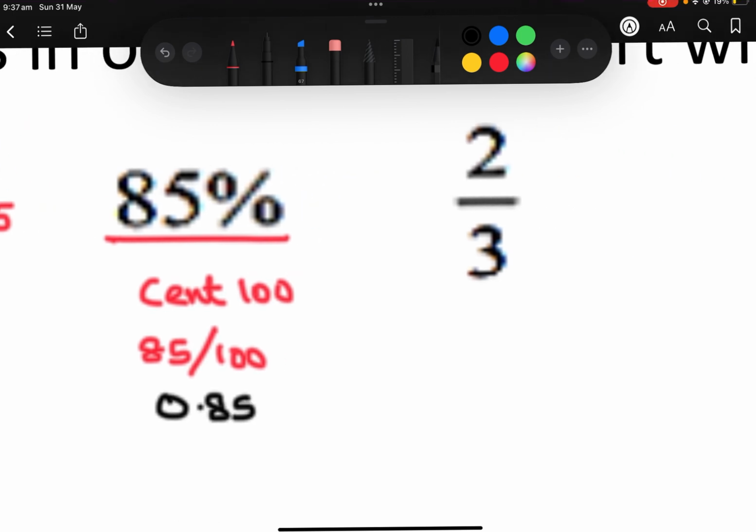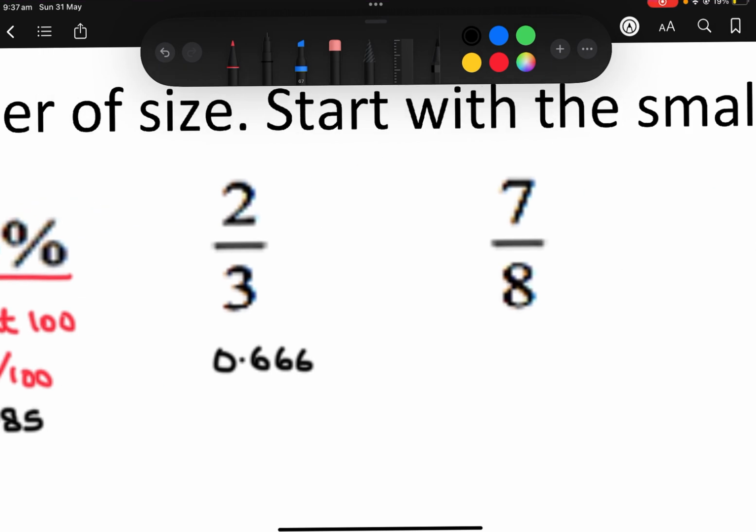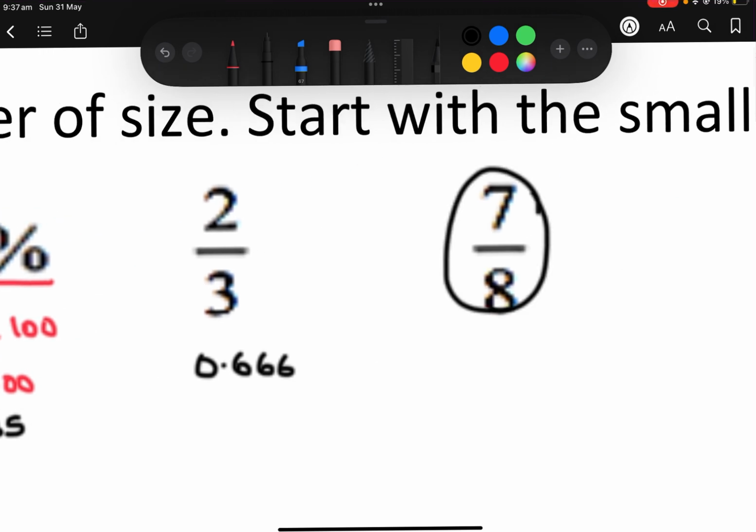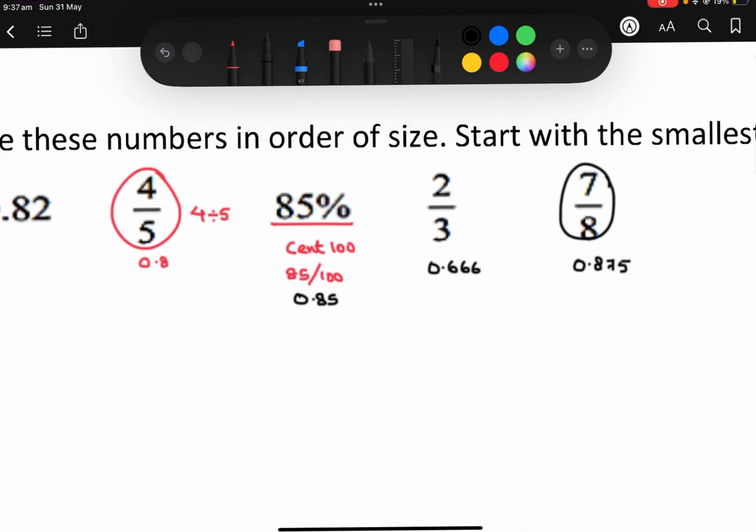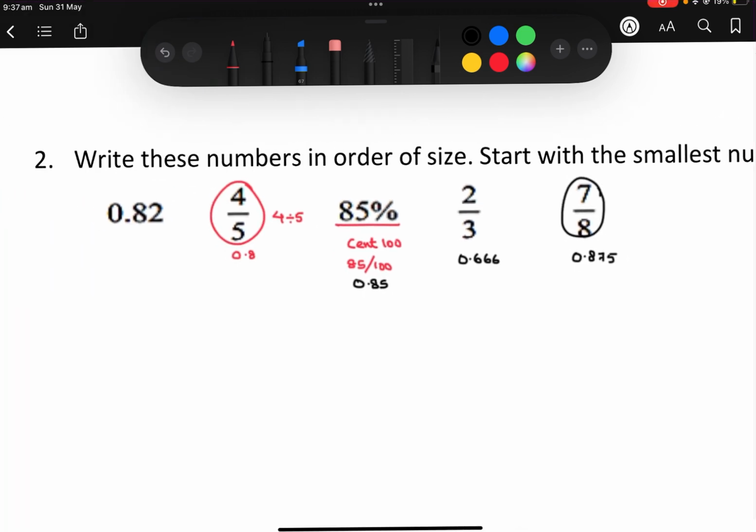2 divided by 3, again it's a fraction, so put it in the calculator and you get 0.666. Okay, and then we have 7 over 8. So when I do 7 over 8, it is 0.875. Now when I look at it, I know which is the smallest one of all. Okay, this one is the smallest one. No, not this one. 0.66 is the smallest of all. So we will not write 0.66. You would be writing the original term here.